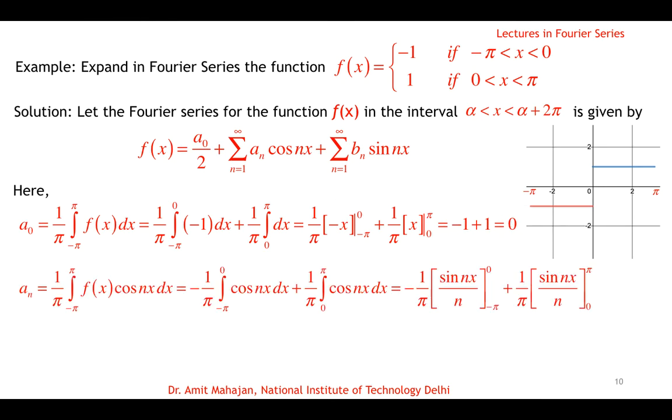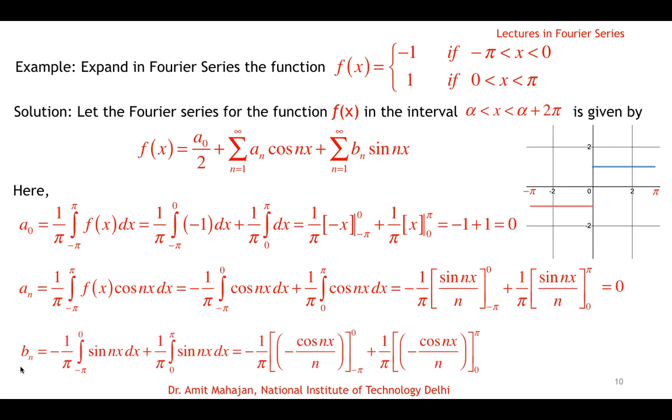Then a n we can calculate as 1 by pi integral minus pi to pi f(x) cos nx dx. Again, to substitute f(x) we have to divide this integral into minus pi to 0 and 0 to pi, and then substitute f(x) value -1 for the first and f(x) value 1 for the 0 to pi integral. Then the integration of cos nx is sin nx by n, and then we can substitute upper limit minus lower limit. Because the sine function is 0 for these limits, the a n are 0. And similarly we can calculate b n.